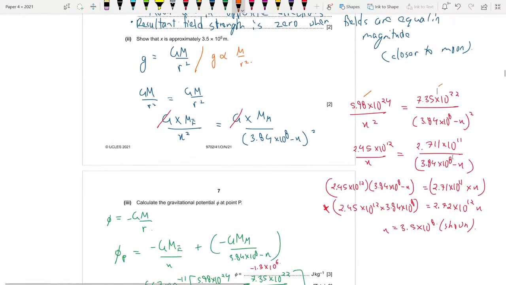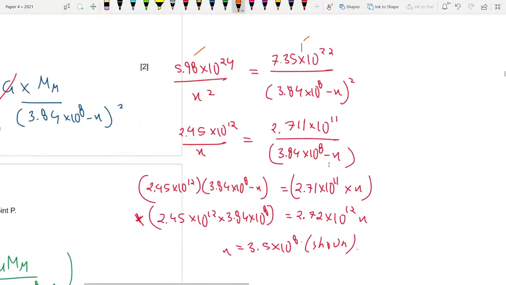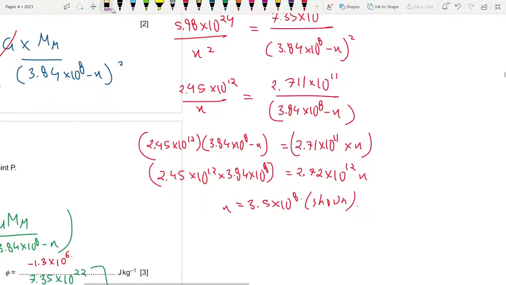Now what do we need to do? Then we actually cross multiply. We cross multiply properly. We end up with 2.45 into 10 power 12 into 3.84 into 10 to the power 8 minus x is equal to 2.711 into 10 power 11 into x. This is after cross multiplication. What about this next step over here? I actually skipped a step over here. Why don't I show you the whole thing? That would be better, I guess.